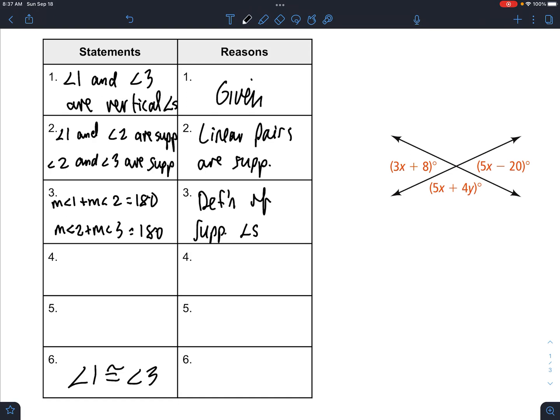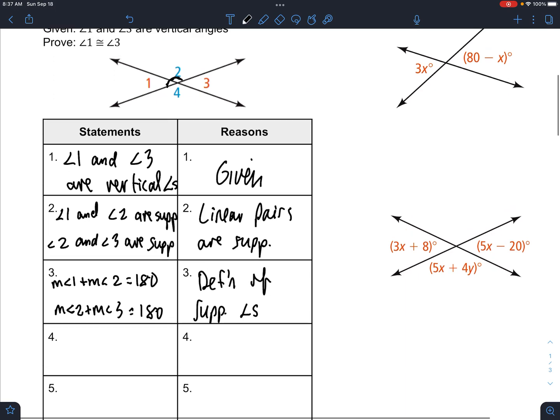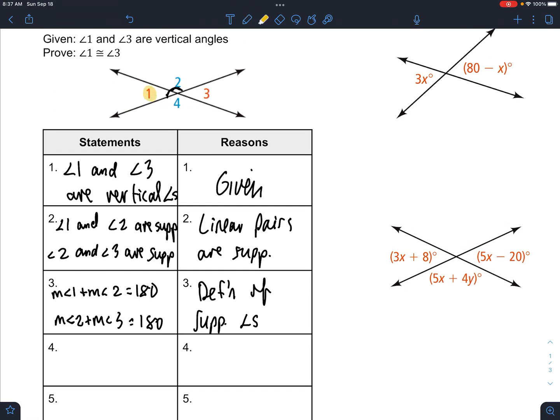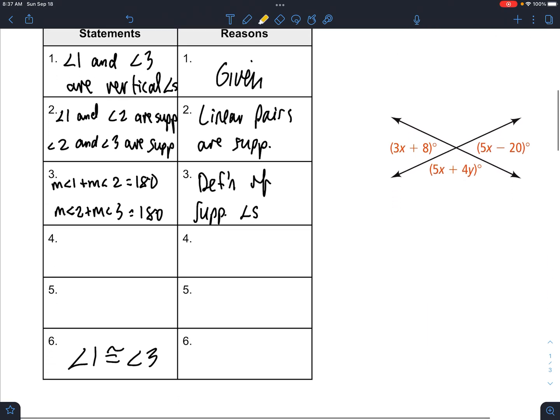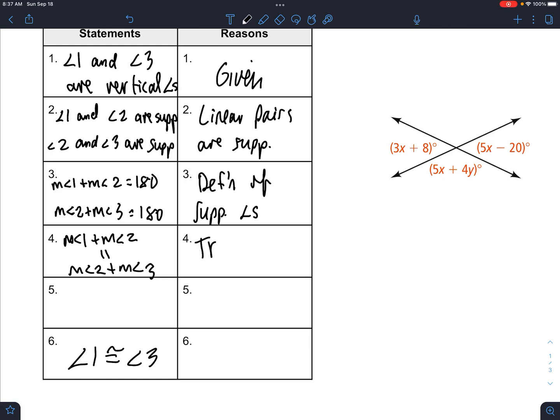So I notice with these 2 equations that we can actually combine them together. Because remember, we want to make a statement about 1 and 3. So 2 is kind of like the middleman. So one thing I notice is that measure of angle 1 plus measure of angle 2 equals 180, and 180 equals the measure of angle 2 plus the measure of angle 3. So this kind of bridging together of 2 equations is the transitive property.